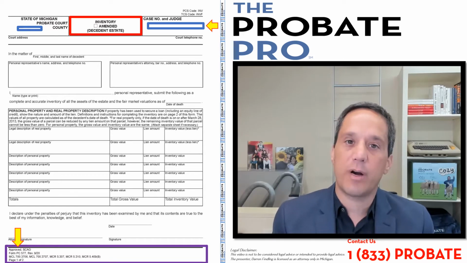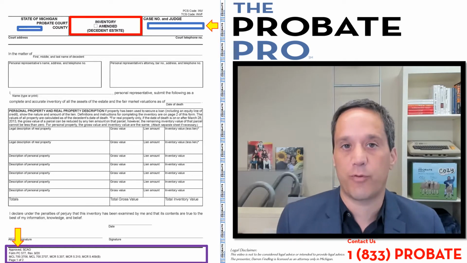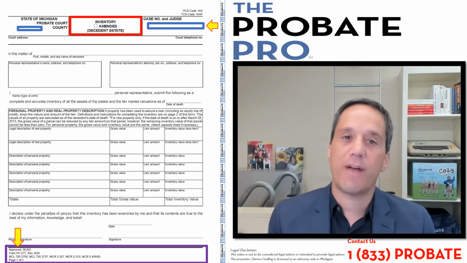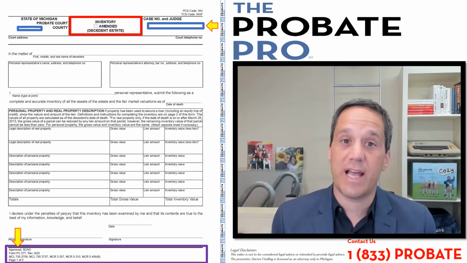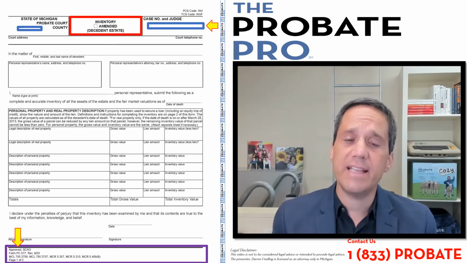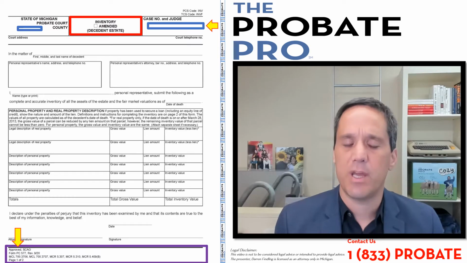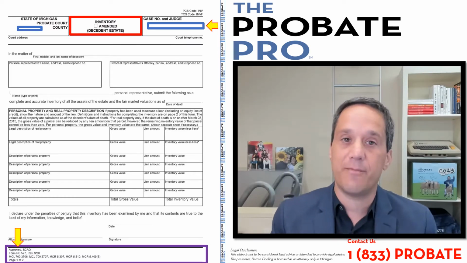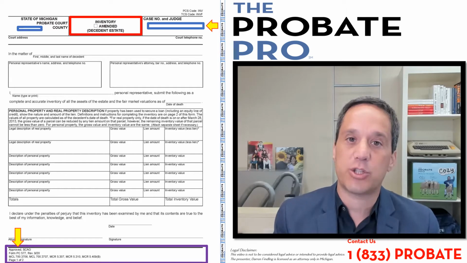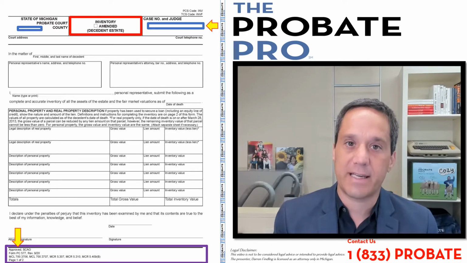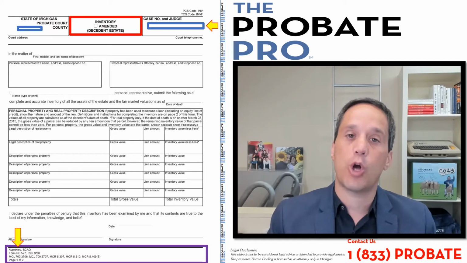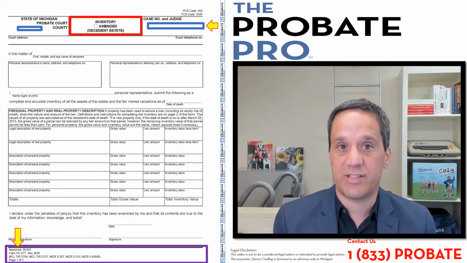The inventory is a form, a State Court Administrative Order form, a SCAO form. As referenced in the bottom left corner with the yellow arrow, it is SCAO form PC 577. This form is not the same form that's used in a guardianship or conservatorship context. That's a different SCAO form. This form is used only in a deceased probate estate.